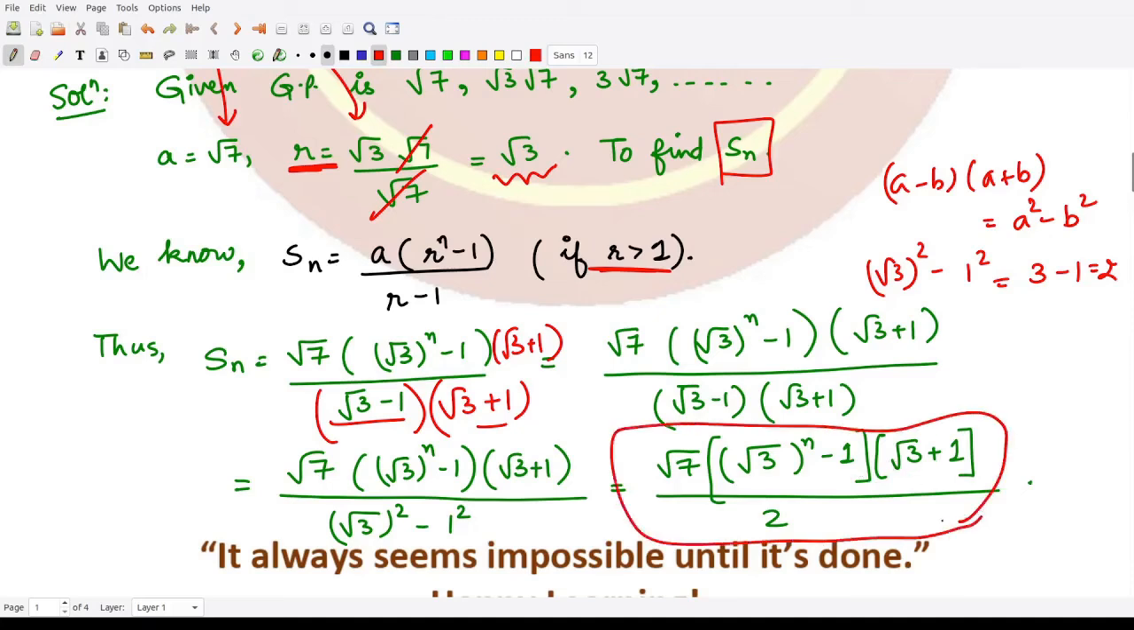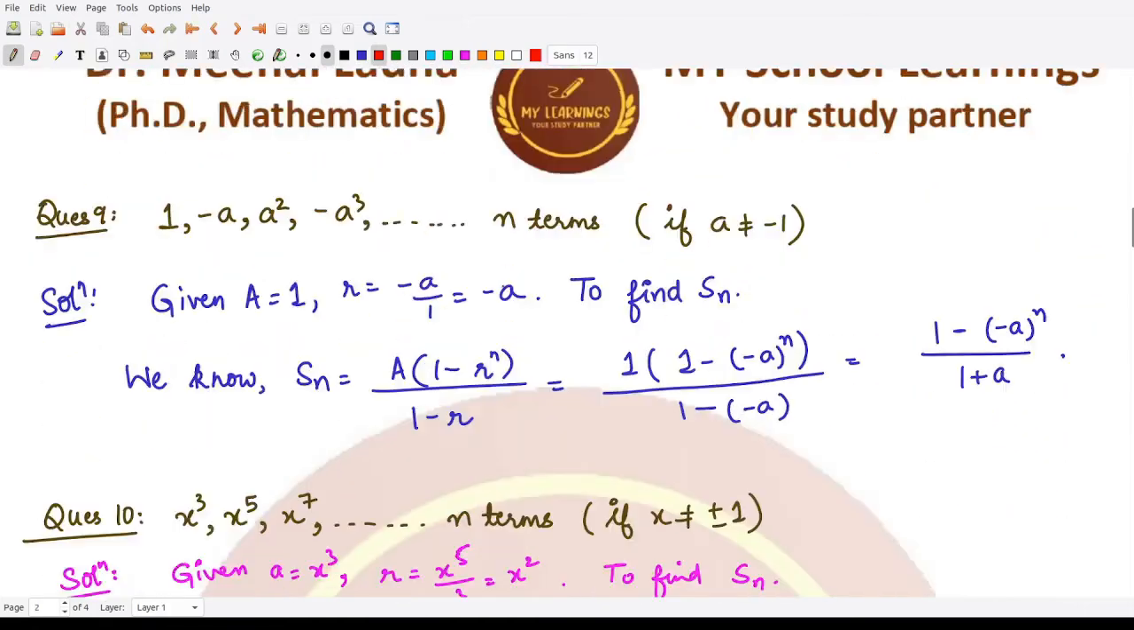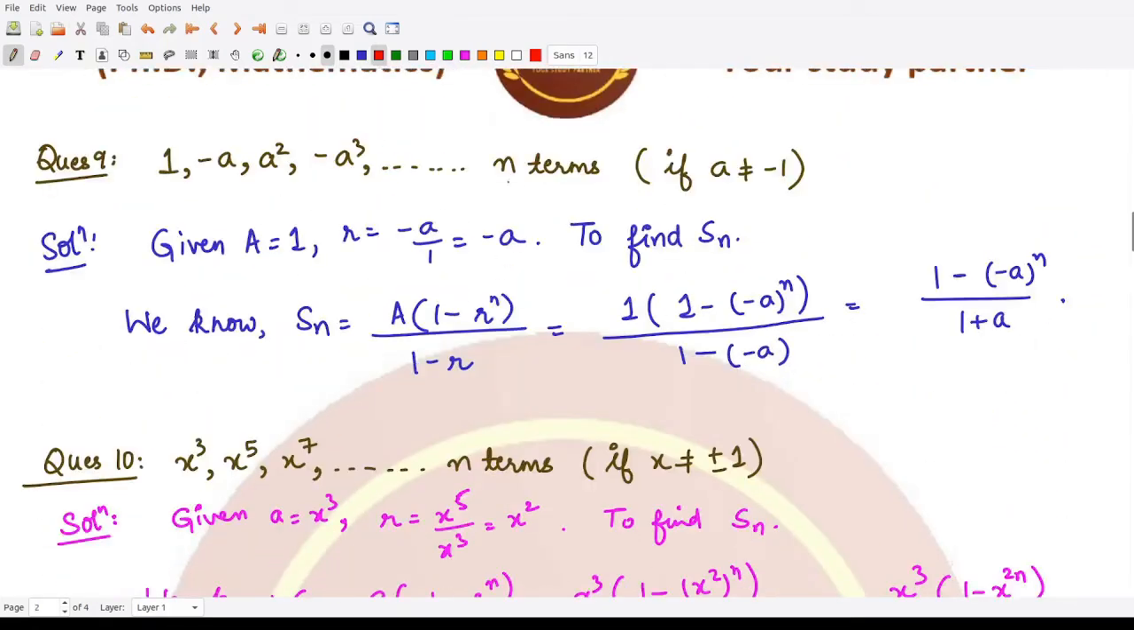This is the sum up to first n terms of this particular GP which is given to us. Now next question is question 9. Here we need to calculate the sum up to first n terms of this particular GP. Here a is not given to be equal to -1, so that means it could either be greater than 1, it could be less than -1, it could be anything but not equal to -1.